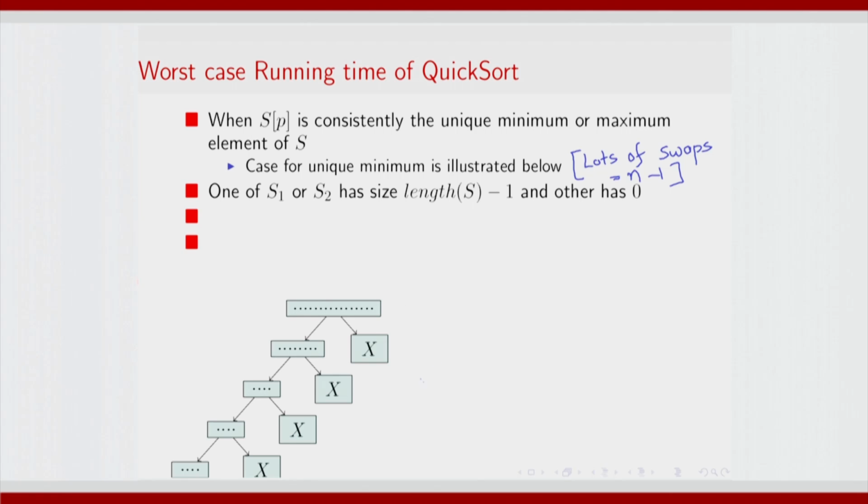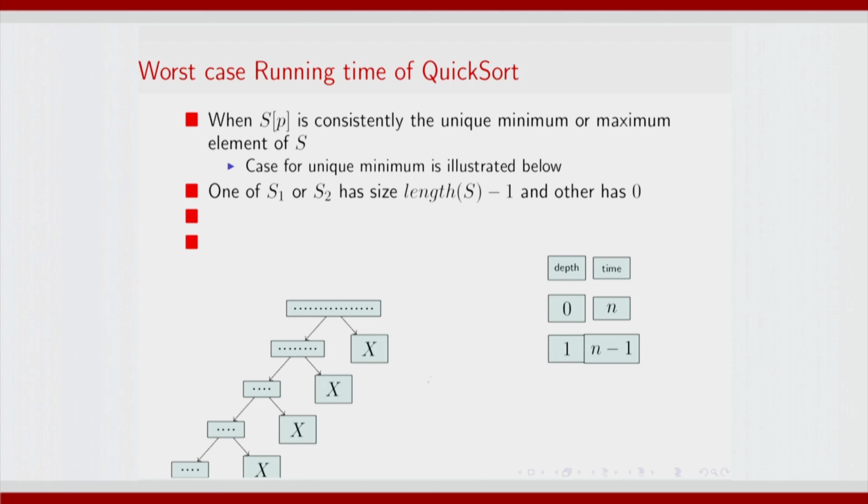So let us try and understand what the cost will be. For depth 0, the time will be n because you have to scan all the elements and do those swaps, and then at the next depth you will have to again scan n minus 1 elements and then n minus 2 elements. At the ith depth it is n minus i elements, up to depth n minus 1 where you have one element.